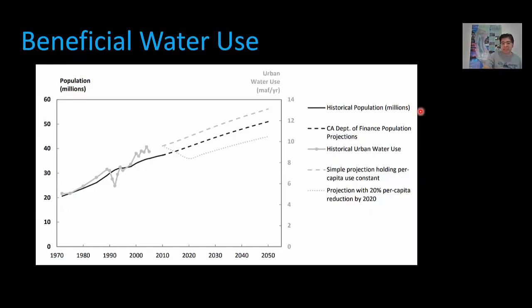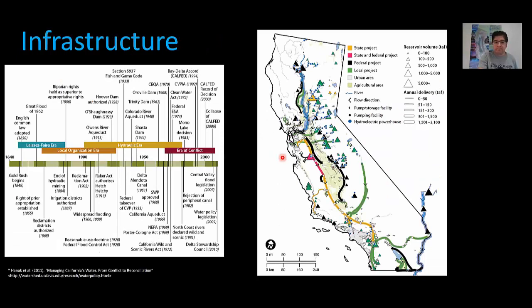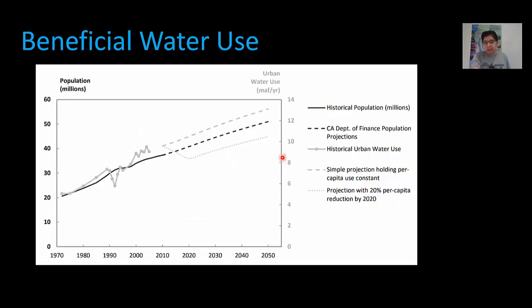Beneficial water use. This is, again, following that kind of growth in population in California. What are the expected, and again, at that time it was 8 million acre feet. Now, we're thinking that it will be between 9 to 12 million acre feet of water use for urban water use. This will be with certain regulations on how that water demand can be curved or can be slower or not.